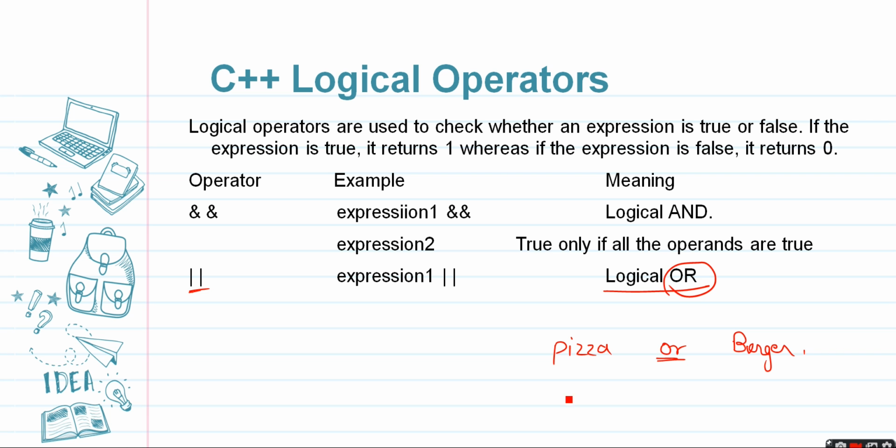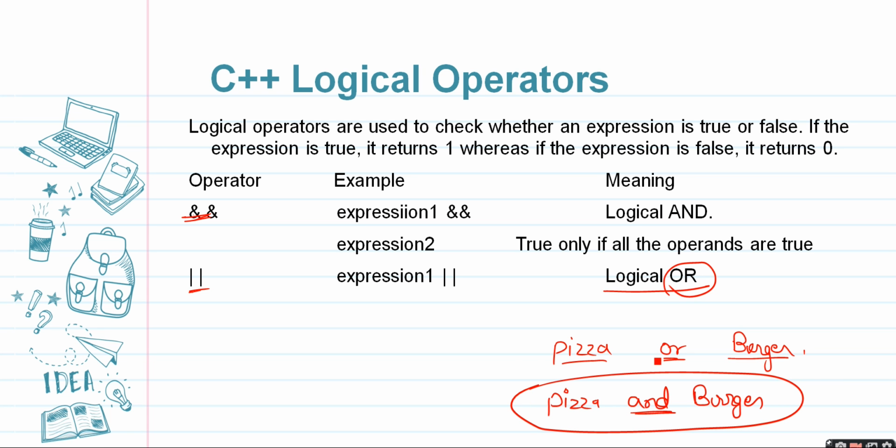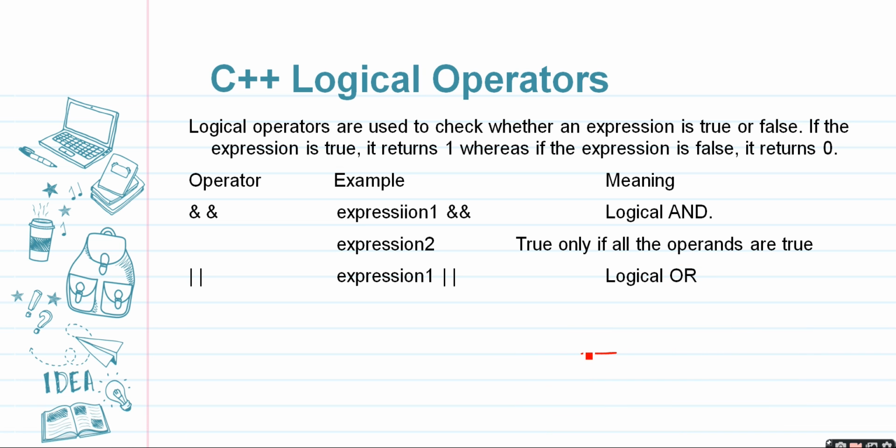Okay, so in an OR statement I can choose any one of them. Whichever is available, I'm good to go for it. But in the AND case, I want to eat pizza and burger too. So in the AND case, I need both of them to be there, right? But in the OR case, if any one of them is present, then I can eat, right? So this is our OR operator. If one of the conditions is true, then this statement is going to run.